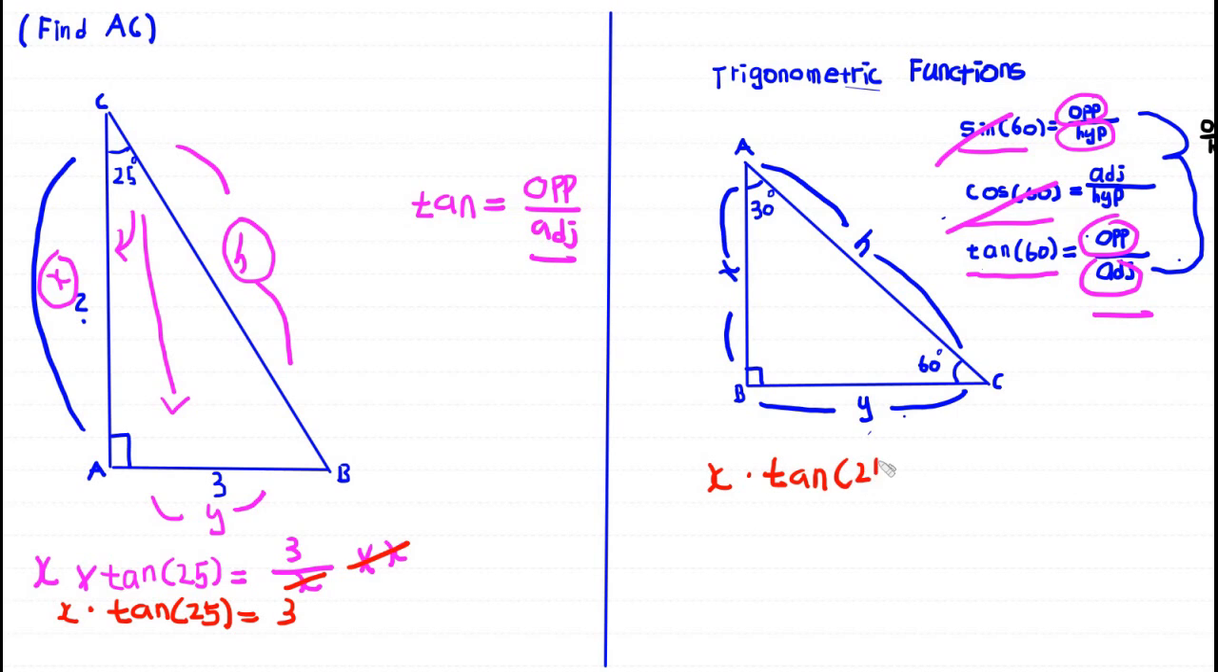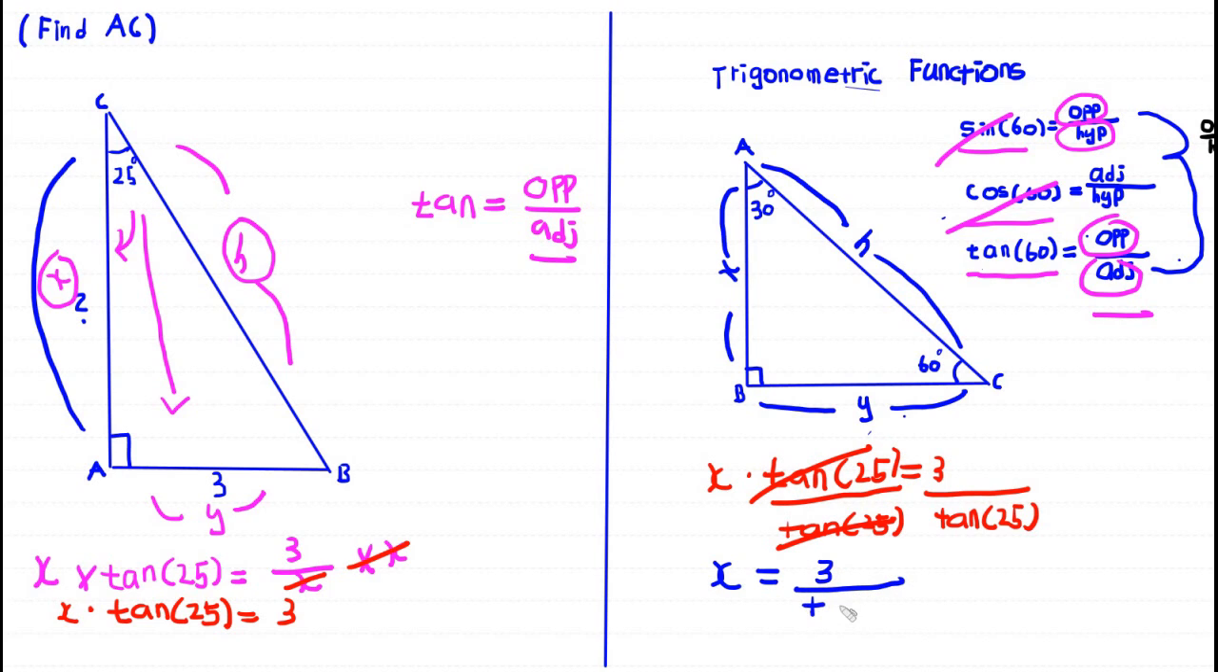And let me do it here because we don't have really much space. x times tangent of 25 is equal to 3. So we can divide both sides by tangent of 25. And these terms will cancel out. And it will leave us with x equal to 3 over tangent of 25. And this next step is going to be this one. And if we calculate it, let me do it here.